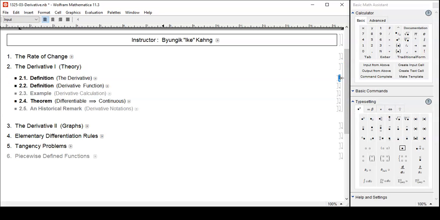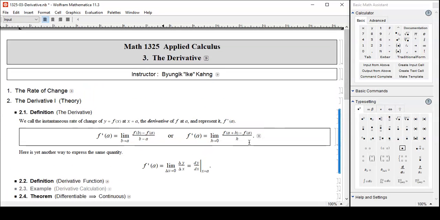Here's a grand conclusion. This limit here defines the derivative. So the instantaneous rate of change of y equals f of x at x equals a is called the derivative of the function f at a. And we're going to represent it as f prime of a. And this limit expression is the usual definition of the derivative for historical reasons.